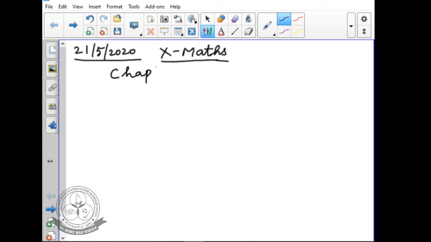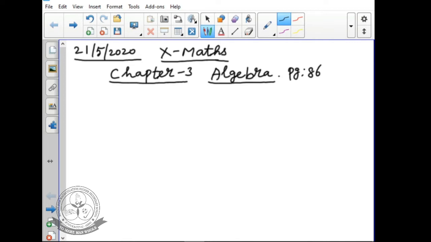Chapter 3, Algebra. In your book, page number 86. Already we have to finish the first two chapters. Today we are going to see Chapter 3, Algebra, in your book, page number 86.